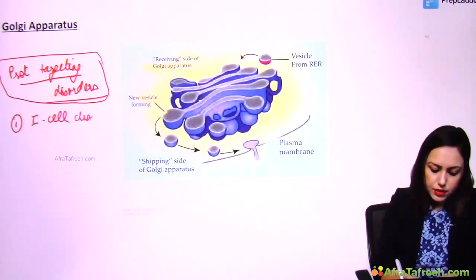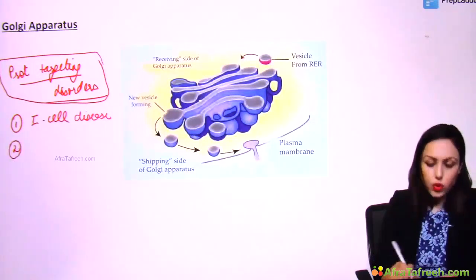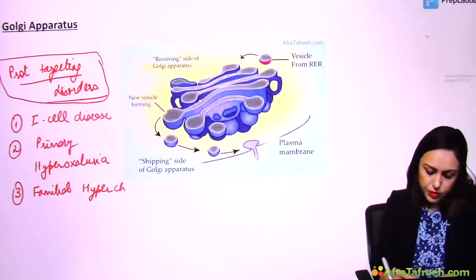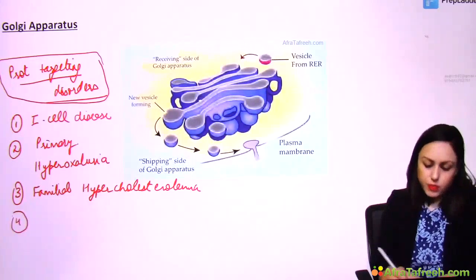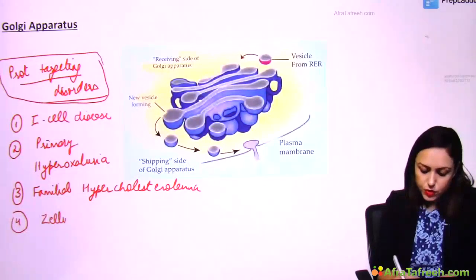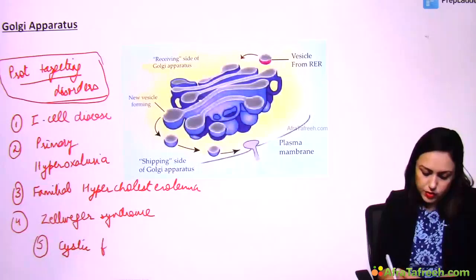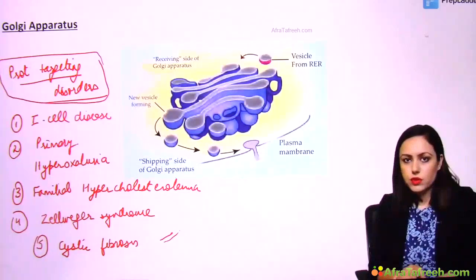I-cell disease is a protein targeting disorder. Primary hyperoxaluria, then familial hypercholesterolemia, then Zellweger syndrome, and cystic fibrosis. You can just note down that all these are protein targeting disorders, right? So we are done with 6 organelles.